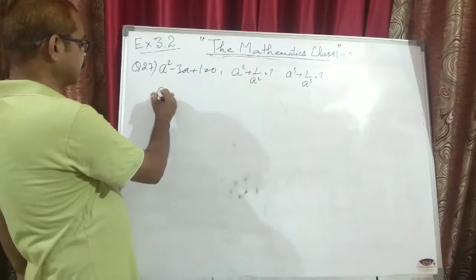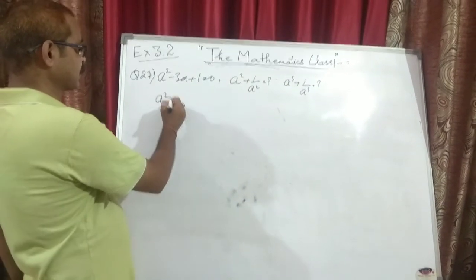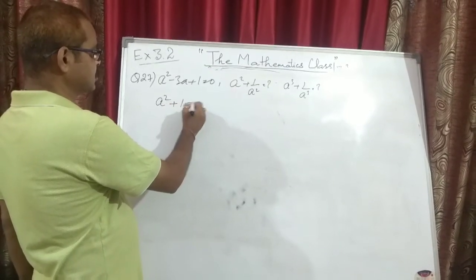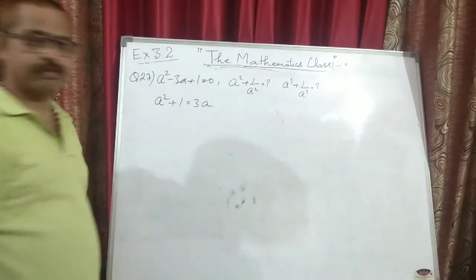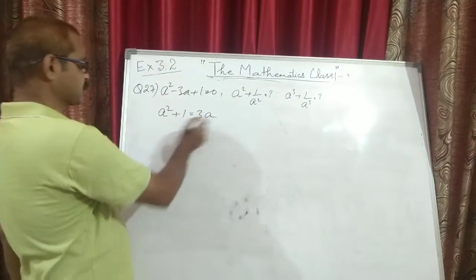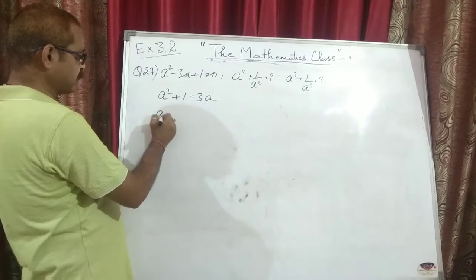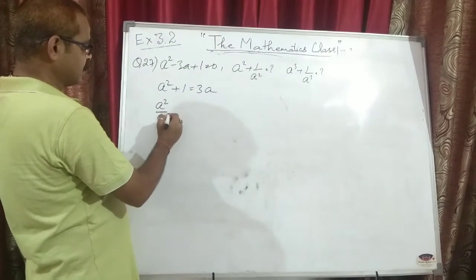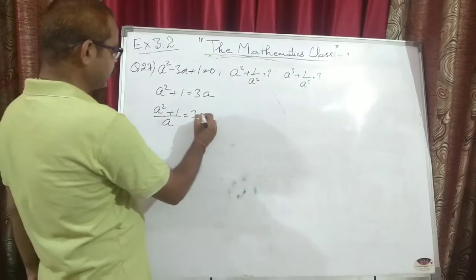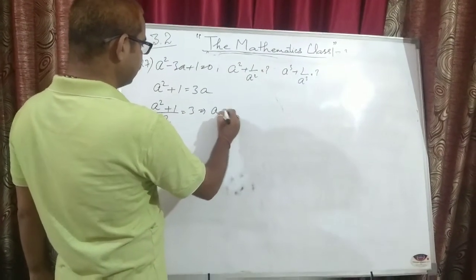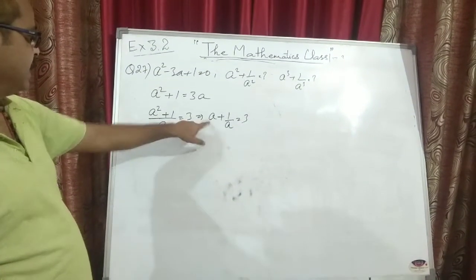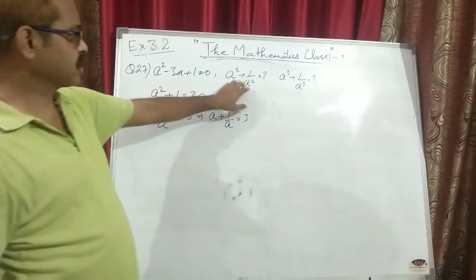From this we can say that a square plus 1 is equal to 3a. What we did? We carried minus 3a to that side of the equal to, it became positive. So now a comes in division. So a square plus 1 upon a is equal to 3. If you break it up, it will be a square upon a is a, and 1 upon a, so a plus 1 upon a is equal to 3. Now you can find out this.